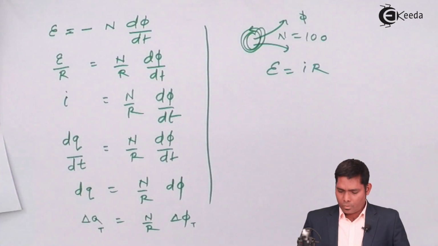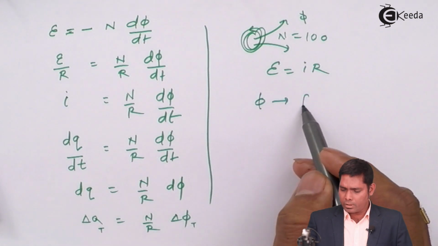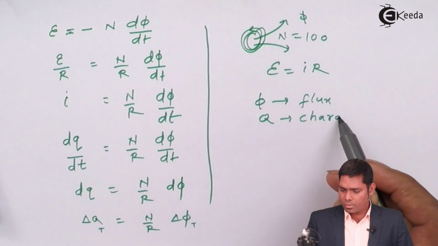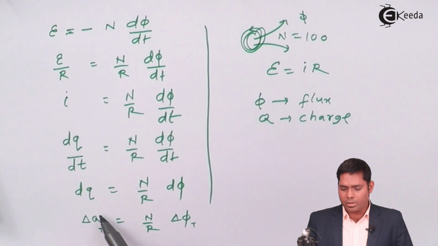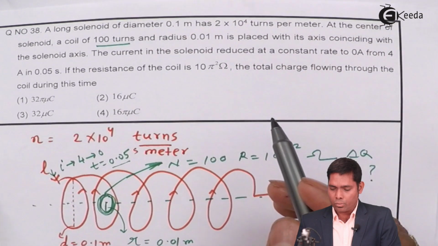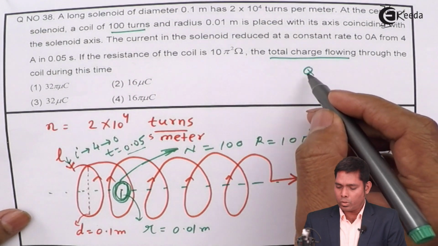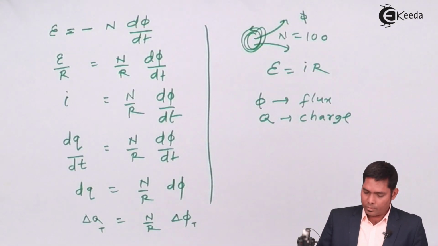So this T stands for the total charge that has flowed, and this T stands for the total flux. Phi stands for flux, and Q for charge. So this is the total flux changing, and this is the total charge that has flowed, and we're asked to find the total charge flowing, that is delta Q total, during this time.